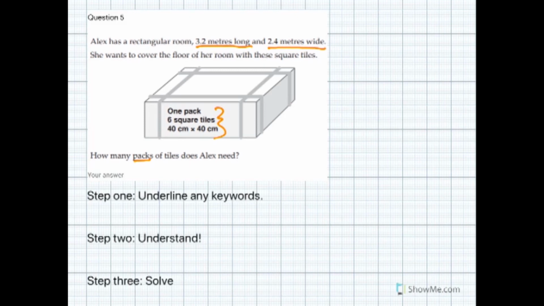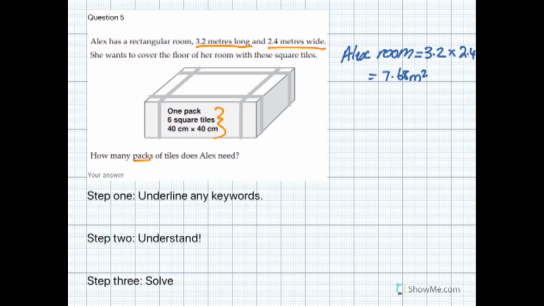Step 2 is to understand. We need to understand that we need to find the area of Alex's room, the area of a tile, and the area of a pack of tiles. Step 3 is to begin solving. We first begin by finding the area of Alex's room. To do that, we do 3.2 times 2.4 and we get an answer of 7.68 meters squared. That is the area of Alex's room.